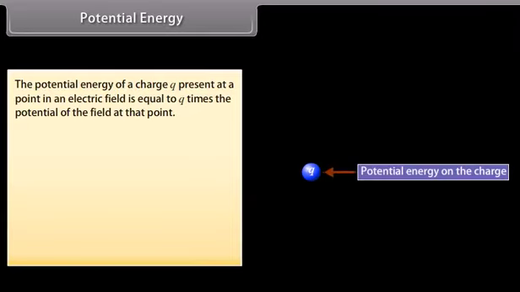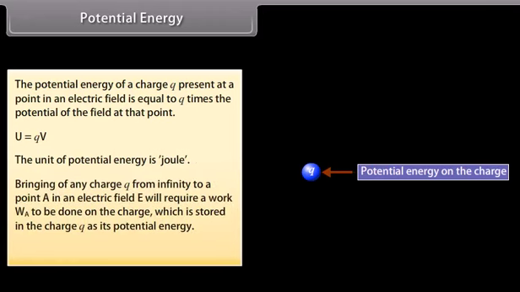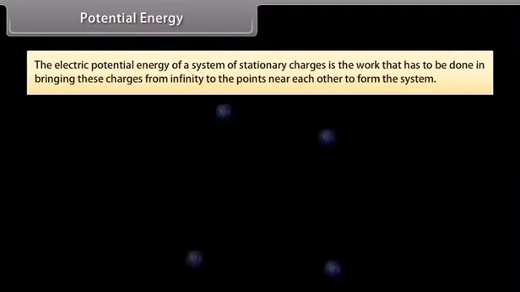Potential energy. The potential energy of a charge Q present at a point in an electric field is equal to Q times the potential of the field at that point. U is equal to QV. The unit of potential energy is joule. Bringing of any charge Q from infinity to a point A in an electric field E will require a work WA to be done on the charge, which is stored in the charge Q as its potential energy. UA is equal to QVA. The electric potential energy of a system of stationary charges is the work that has to be done in bringing these charges from infinity to the points near each other to form the system.